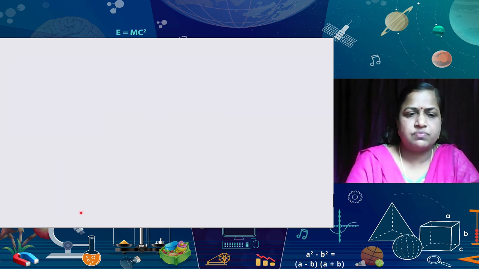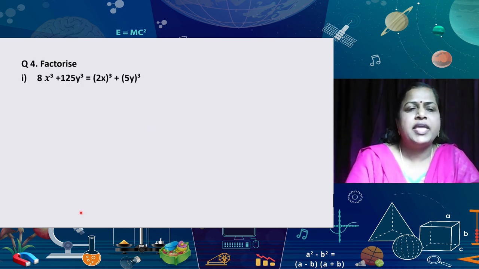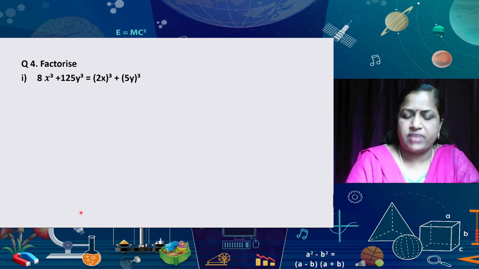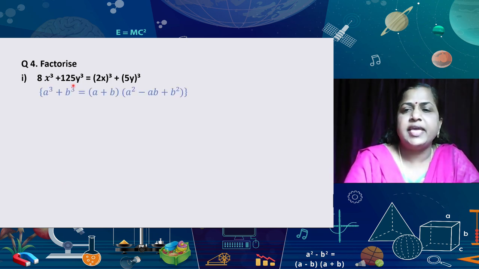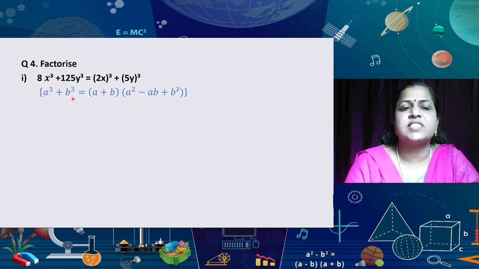So the next is, factorize 8x cube plus 125y cube. How can we write this? As (2x) whole cube is 8x cube and (5y) whole cube is 125y cube. So which form is given here? a cube plus b cube. What is the identity of a cube plus b cube in the factorization form? This is the next identity we studied. a cube plus b cube equals (a + b) into (a square minus ab plus b square).